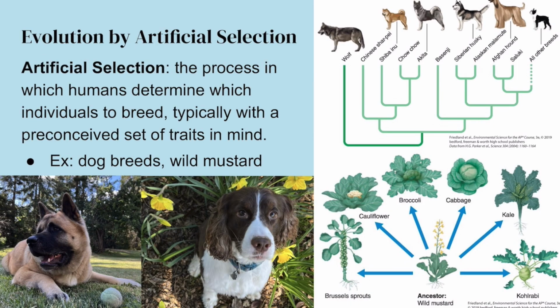Evolution can occur in three ways: artificial selection, natural selection, and random processes. First, let's look at artificial selection. This is the process in which humans determine which individuals to breed, typically because they have some preconceived set of traits in mind. So they're looking for something specific when they're choosing which organisms to breed together. For example, humans have bred dogs for centuries, which explains the extreme variations that we see within the species. I'll use my two dogs as an example.